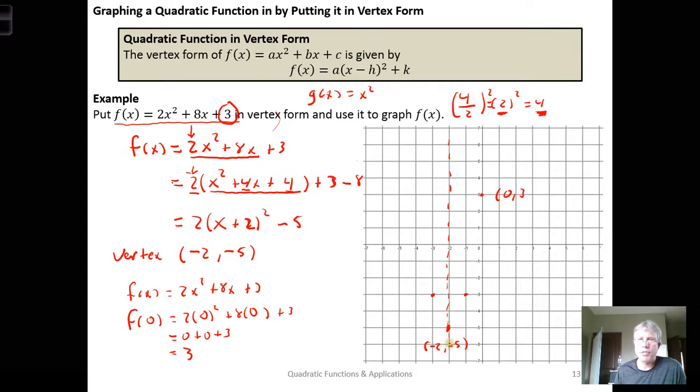And then we want to recognize that the vertex is located on the line of symmetry. So the line of symmetry is right here. So this point can be reflected in the line of symmetry over to grab one more point on the graph. And this is going to be the point negative 4, 3.